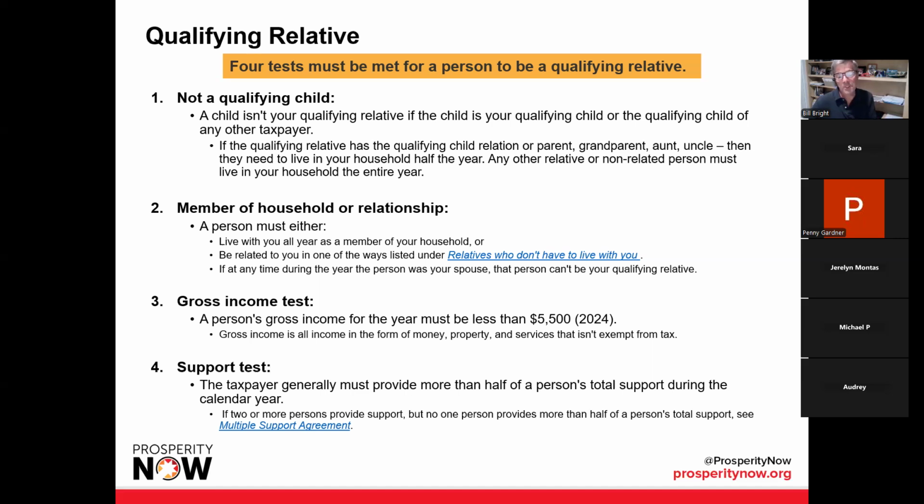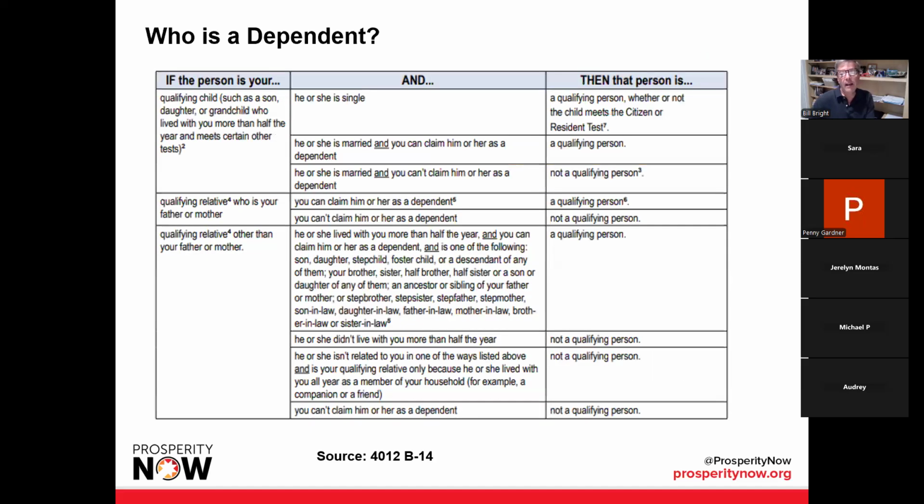Again, if two or more persons provide the support, but no one person provides more than half, it gets a little complicated. Again, I've never seen a situation like that in 10 years of doing this. Our stuff is really pretty black and white. There's not a lot of wiggle room in this. It is what it is. The only time that it might be a situation is a multi-generational household, and we'll get into that a bit later.